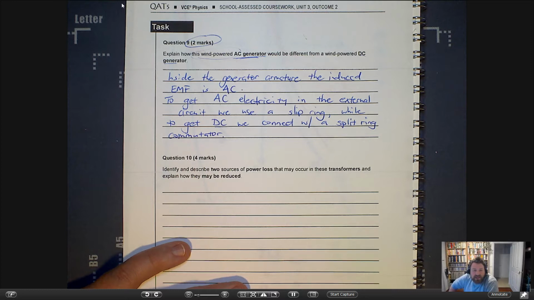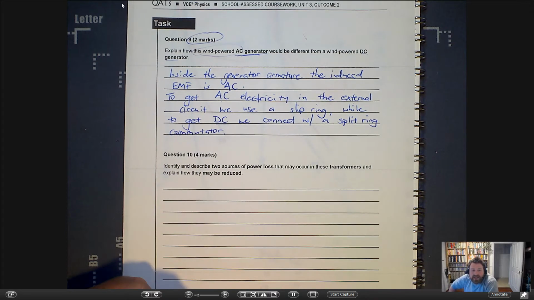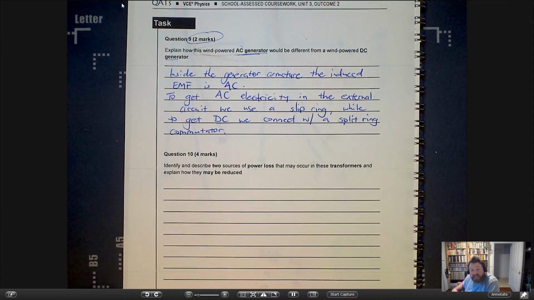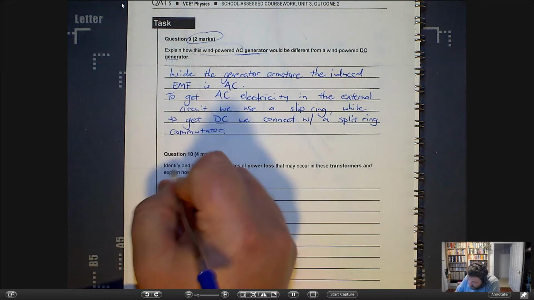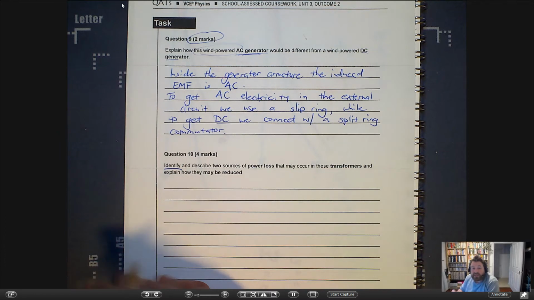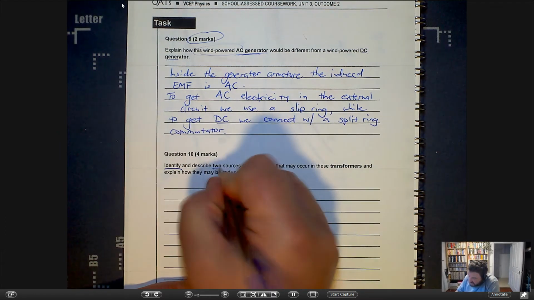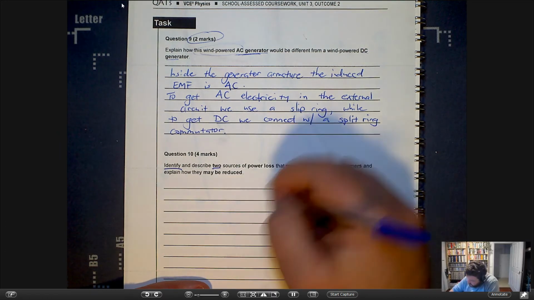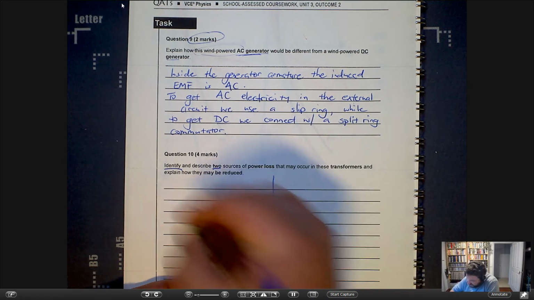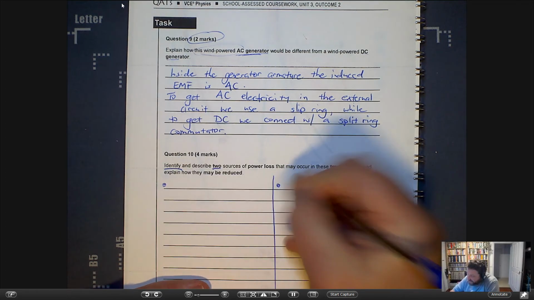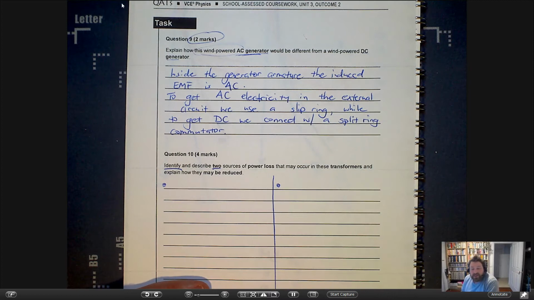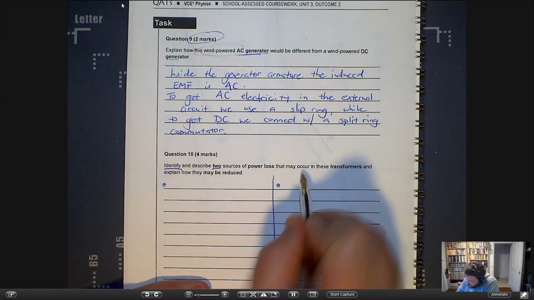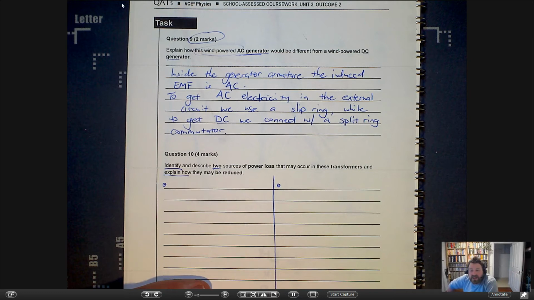All right, identify and describe two sources of power loss that may occur in these transformers and explain how they may be reduced. Now, we haven't really talked about this in class, so it's completely fair if you just left this one and didn't talk about it. But just thinking about structure, it's an identify question, so you just have to explicitly list. It's explicitly asking for two, so let's rule up the middle of the page and identify one here and one here, and that'll get us the two marks. And then the explanation is how we're going to get the other two marks.